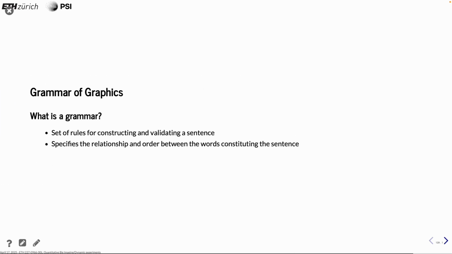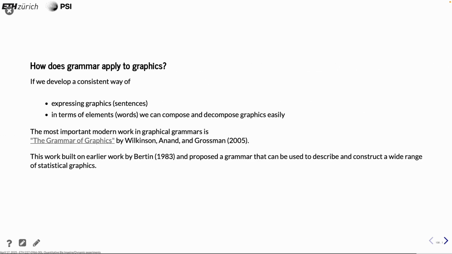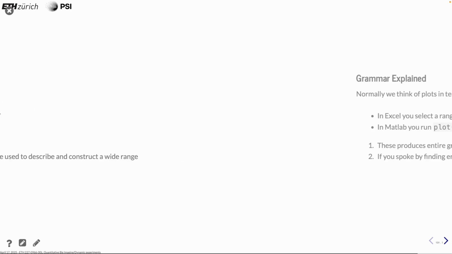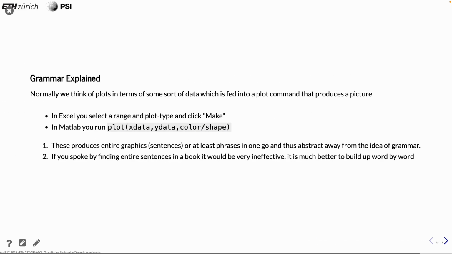Then you can think of graphics as a kind of grammar. In languages, there are rules for how you put things together, and that can also, in some theories, be applied to graphics. So you can see expressing the graphics as sentences and the elements as words, and they can be composed in different ways.